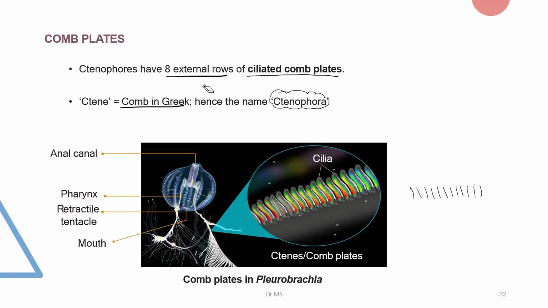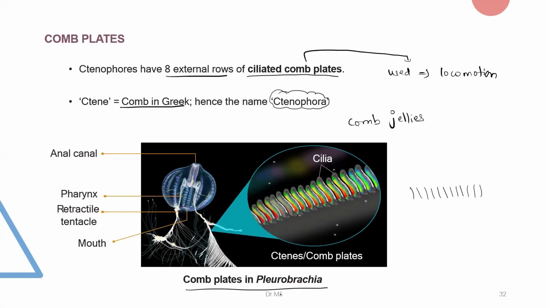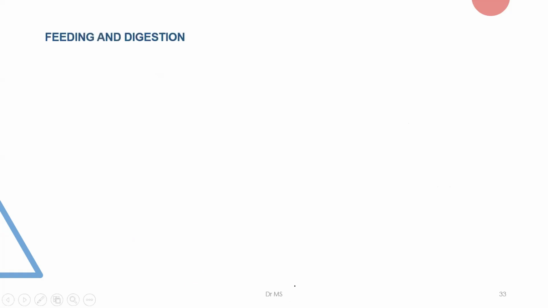Why are the ciliated comb plates needed? They are helpful for locomotion. That's why these organisms are also called comb jellies. So Ctenophora, comb plates, they are also called comb jellies. So these are comb plates in Pleurobrachia. Feeding and digestion: these are carnivores. That means they feed on ctenophores and cnidarian jellies.